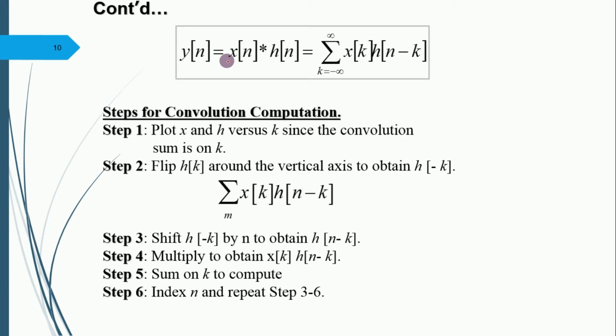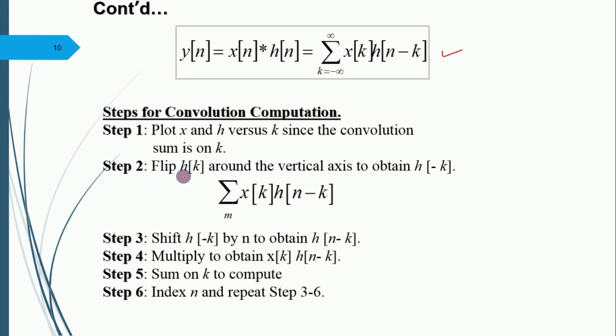So here y of n is equal to x of n convolved with h of n, given by summation k equal to minus infinity to plus infinity x of k h of n minus k. This is the formula. Steps for convolution computation. This is for the problem solving. What you need to do? First, plot x and h versus k, since the convolution sum is on k. So I have realized you the importance of the k now.